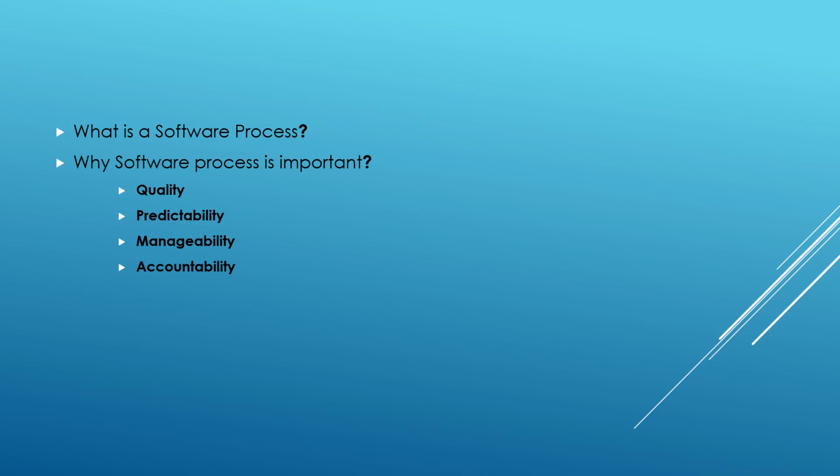Now, another important point is why a software process is important. Without a process, development becomes chaotic and unpredictable. A defined process ensures quality: the software should meet the customer's expectations. Predictability: we can estimate the cost, time, and resources of the project. Manageability: it helps us control complexity in large projects. Accountability: every team member knows their role and responsibilities. History shows us that many software projects failed because they had no proper process. So a structured process is not optional, it's essential.